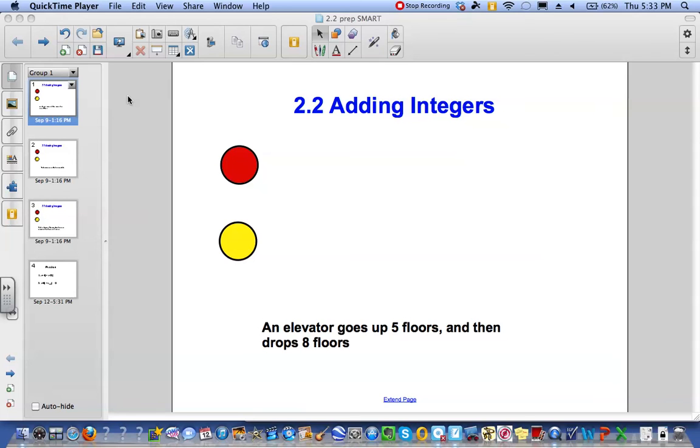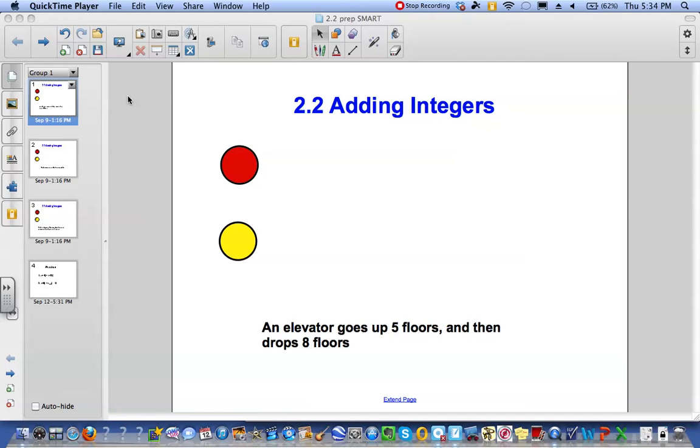Section 2.2, adding integers, as we discussed in our past video and our subsequent lessons. Integers are any whole number, positive or negative, that do not have a fraction or a decimal with them. Positive 6, negative 15, anything that isn't included with a decimal or a fraction, any whole number. Today we're going to look at adding those integers together.